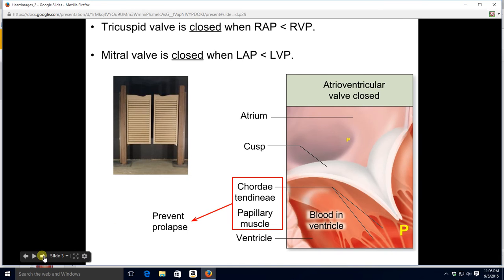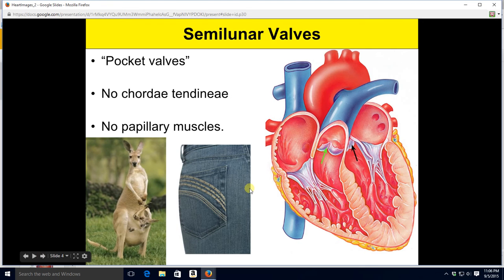All right, let's talk about the semilunar valves for a second. They're different from the AV valves in that they have no danger of prolapsing. They don't have a swinging door type hinge. They're pocket valves, or pouch valves. I like the kangaroo pouch analogy. And as such, they don't need chordae tendineae. They don't need papillary muscles.